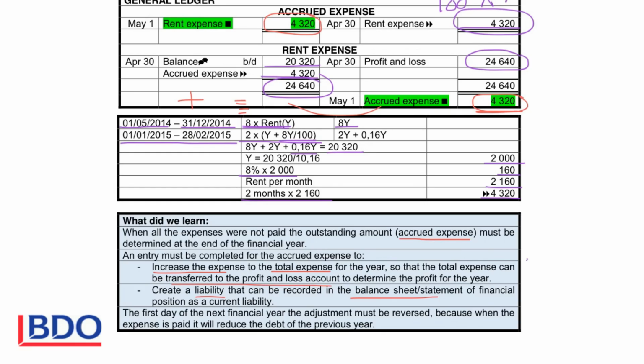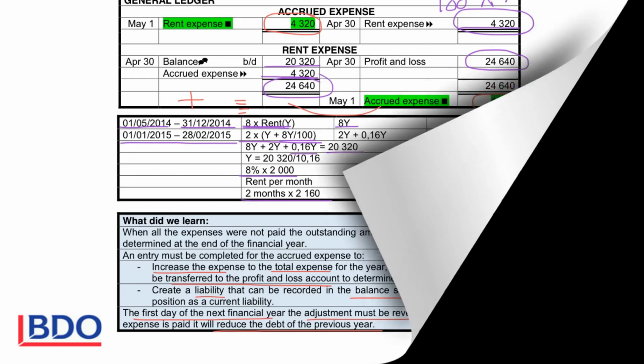On the first day of the next financial year, you will have to reverse this adjustment because this expense will be paid later on in the year, and you have to show the first day that you still need to pay the amount, but you will reduce your debt and transfer it to the rent expense account on the credit side.